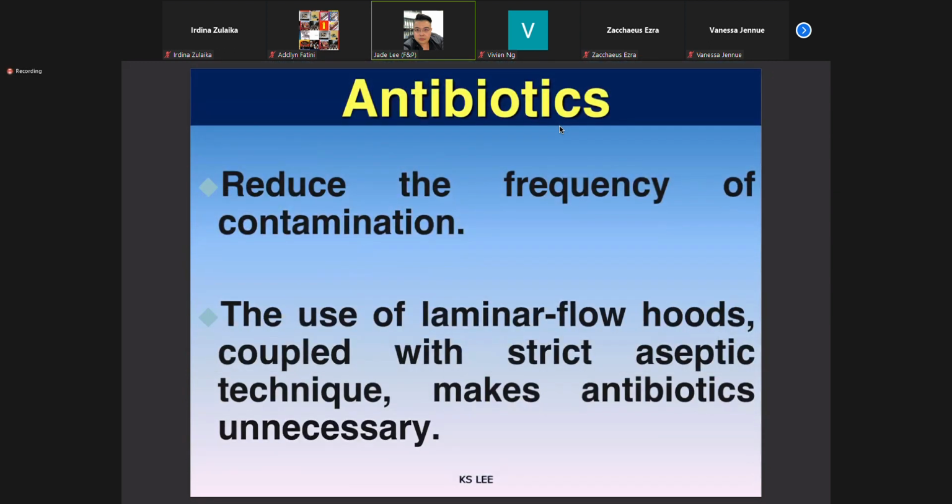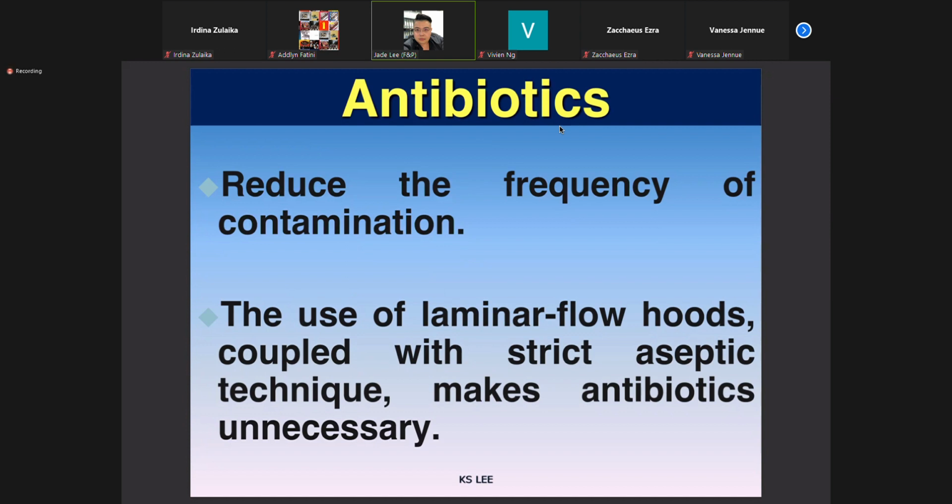And antibiotics will also be added into the media to reduce the frequency of contaminants, because the major problem in animal tissue culture is contamination. Once your cells are contaminated, all the data will be gone and you cannot collect any data. So the utmost important thing is to reduce contamination. The use of a laminar flow hood coupled with strict aseptic technique can make antibiotics unnecessary. If you have very good aseptic technique and a very good laminar flow hood, then you can probably omit antibiotics, because too much antibiotic is also not good for the cell.